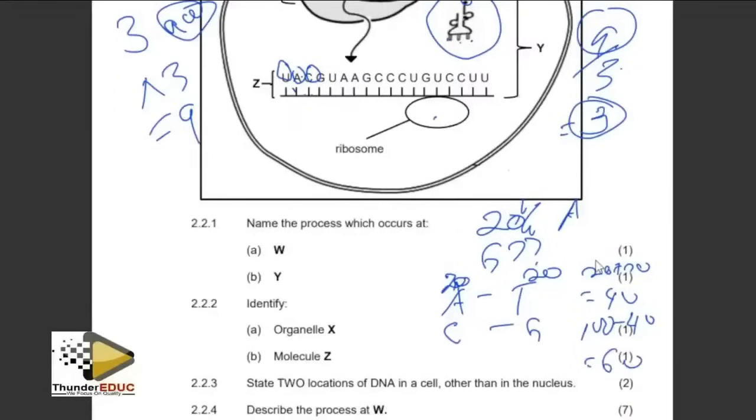If it is 60, what is really happening there? 60 is for these two, so divide by 2. It's going to be 30 and 30. So it means that the percentage of guanine is going to be 30%. Don't go to the paper without knowing how to calculate the base.